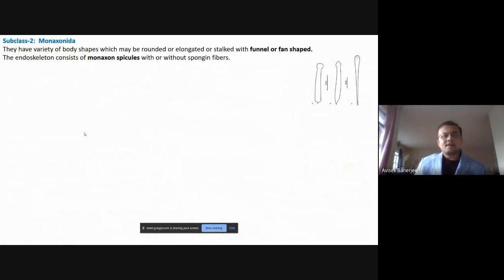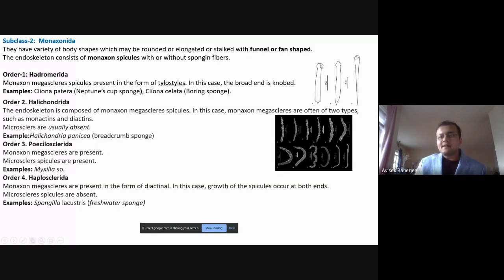The other subclass is the Monoaxonida. Monoaxonida means they have siliceous spicules which are single-rayed. Okay, this is just a stick. They have 4 orders, and the first order is the Hadromerida. This is very easy to remember because the broad end is knobbed. So you can see here, there's a knob-like structure at the end of the spicules.